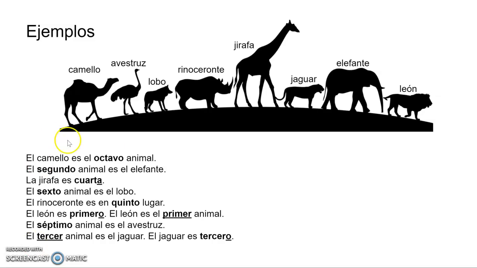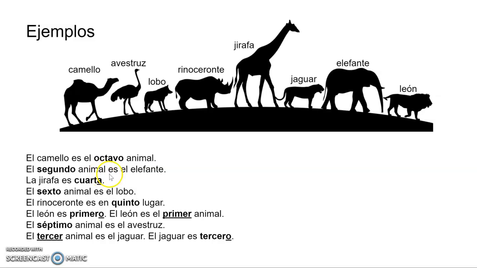Continuamos con otros ejemplos. Aquí tenemos una línea de animales. León, elefante, jaguar, jirafa, rinoceronte, lobo, avestruz, camello. Los ejemplos, las frases. El camello es el octavo animal. 1, 2, 3, 4, 5, 6, 7, 8. Número 8 es octavo, el octavo animal. Here we match octavo to el animal because that's the word it's describing. So that's a singular masculine word.